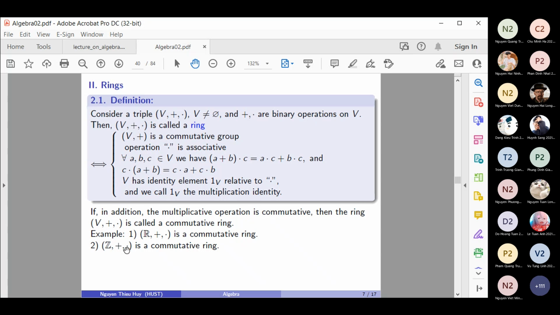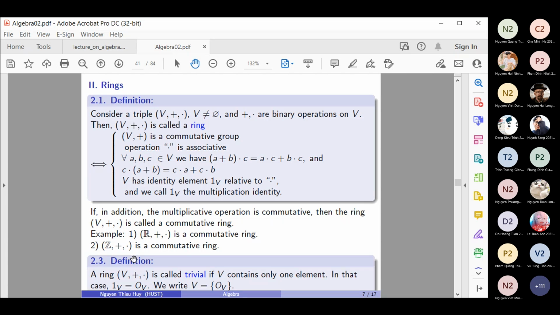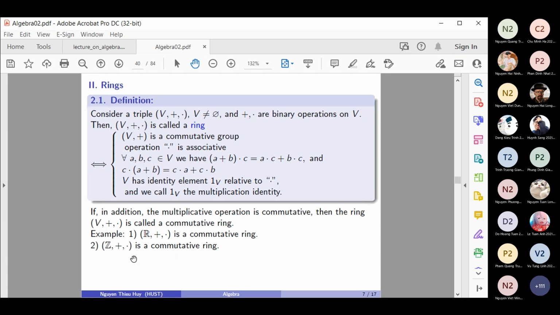Again, Z with addition and multiplication is also a commutative ring. It's clear. And what is more, later on we will discuss the difference between the ring R with addition and multiplication and this ring Z with addition and multiplication. Both of them are commutative rings, so this is nice enough, but they have some different features. Yes, later on we will discuss this.